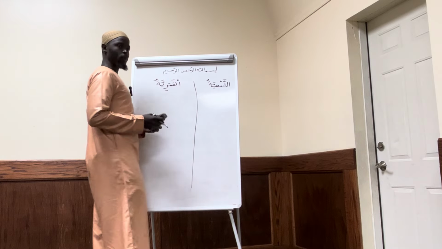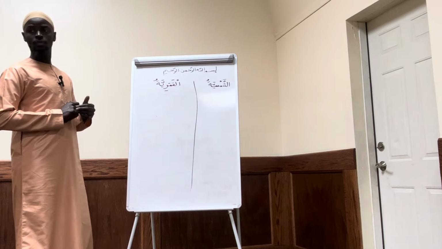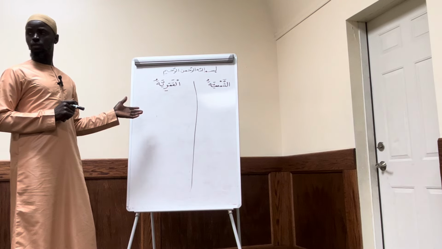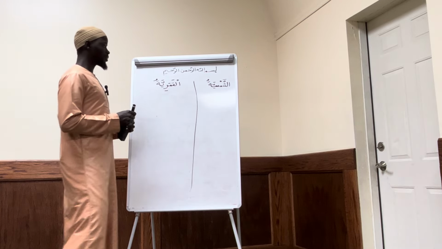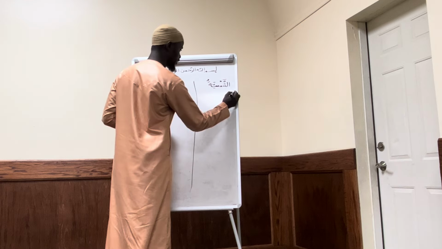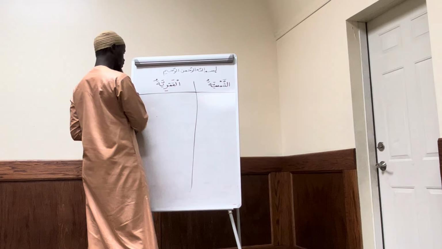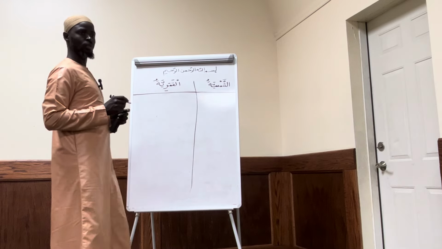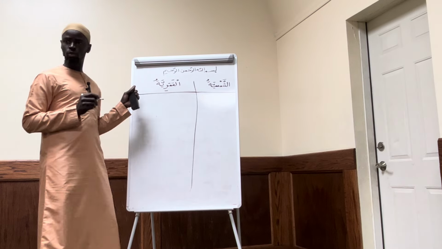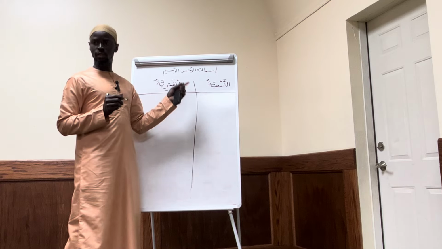And this one, I remember one time we did this. الشمسية means the what? The sun. And القمرية means what? The moon. Al-Qamar means the moon. Shams means the sun.